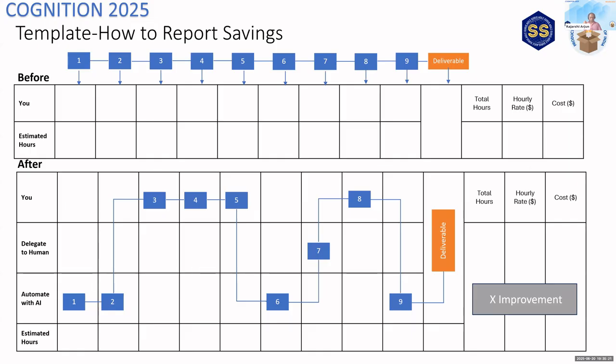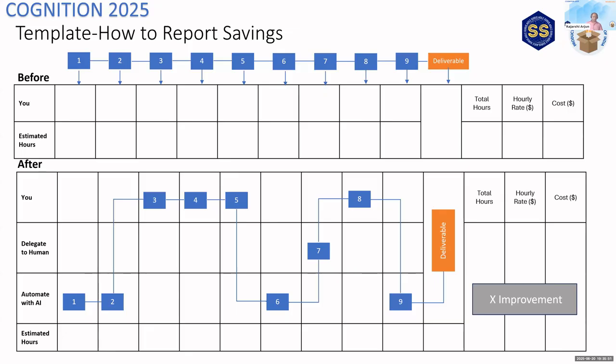Like, for example, in order to come up with the deliverable, are you doing the entire thing with AI, or there are certain elements in the workflow where you are still doing it manually, or you are also taking the help of someone else from the team to come up with the deliverable? So this kind of a view would actually help you to understand how do you report the savings and communicate that back to your management, right?